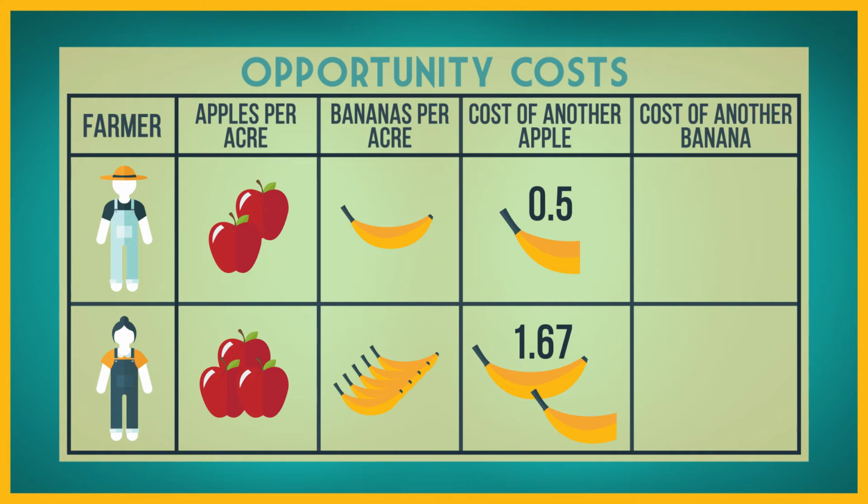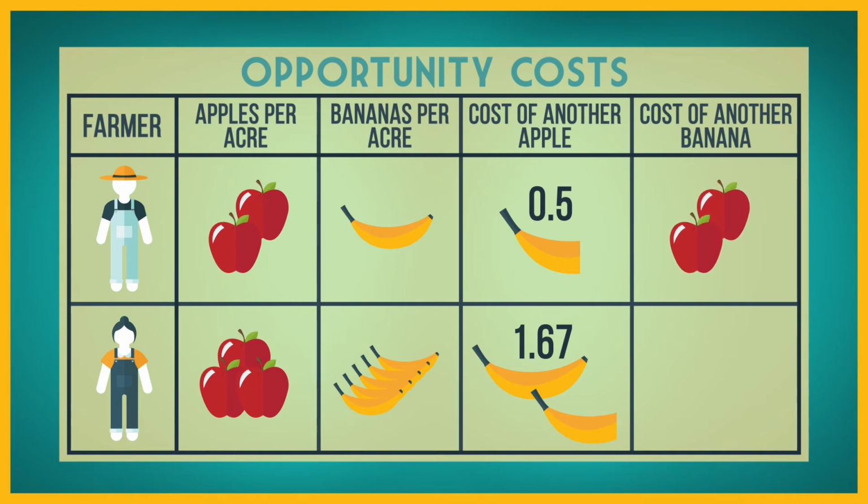Since Edward grows 2 more apples and 1 fewer banana each time he allocates an additional acre to apples, the opportunity cost of having Edward grow another banana is 2 apples divided by 1 banana, or 2 apples per banana.